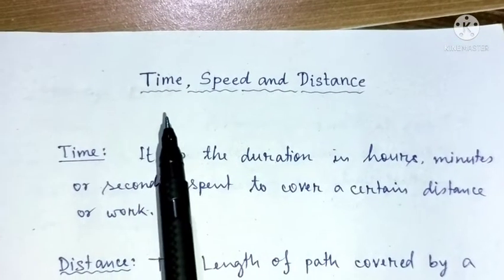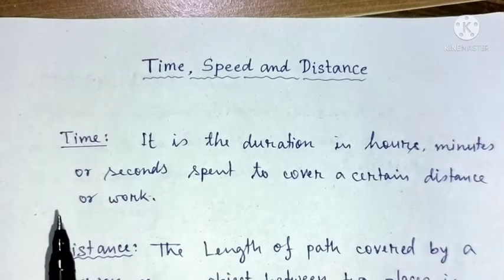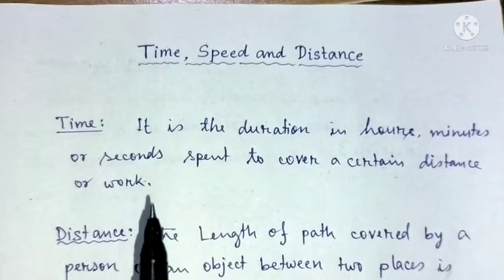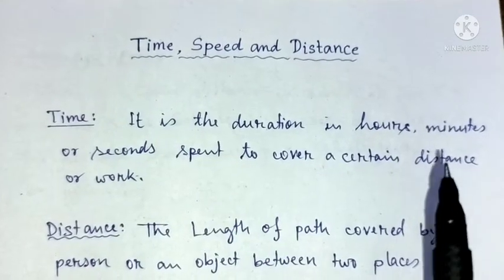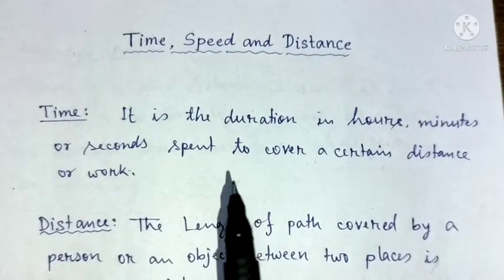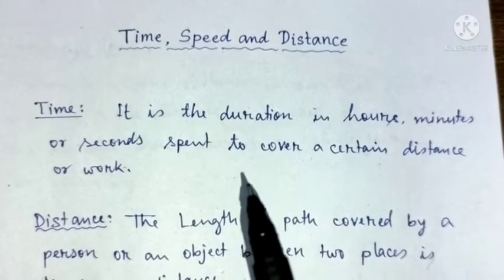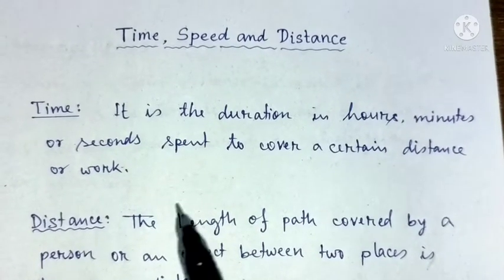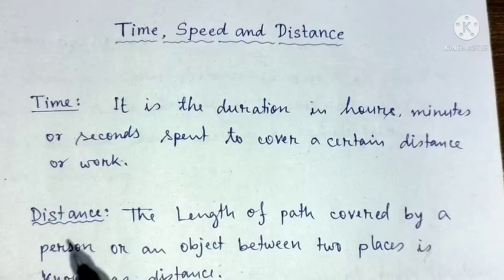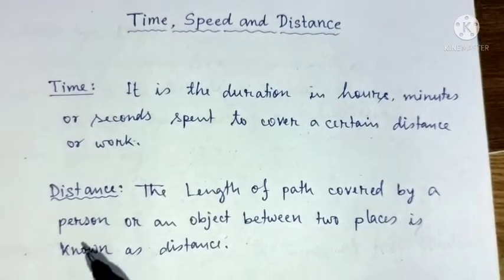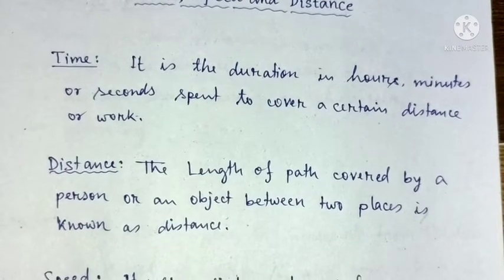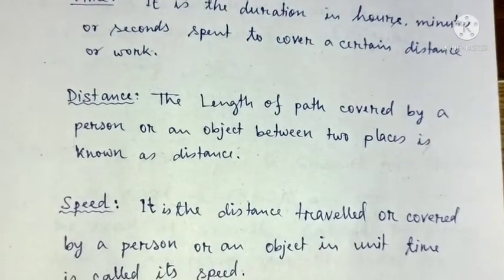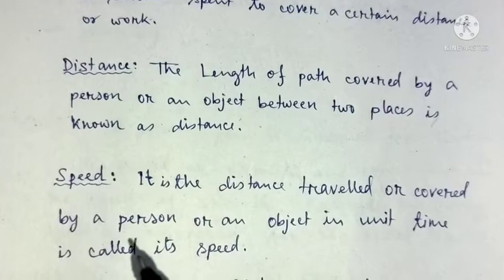Now let's begin the main topic of the video. We have taken time, speed, and distance. Here are the terms I have described. Time is the duration in hours, minutes, or seconds, or sometimes days, years, and so on, spent to cover a certain distance or some work. And then distance is the length of the path covered by a person or an object between two places. And lastly, we are discussing the speed.